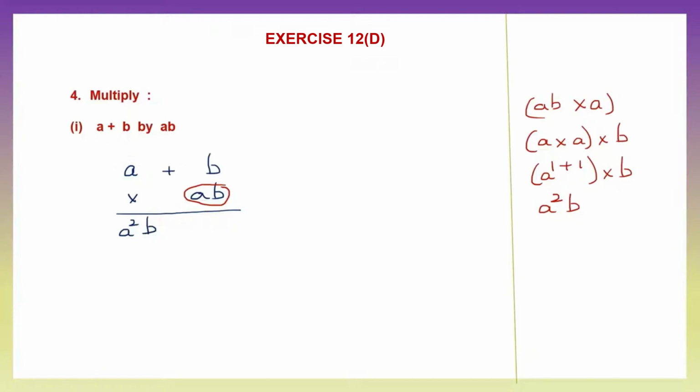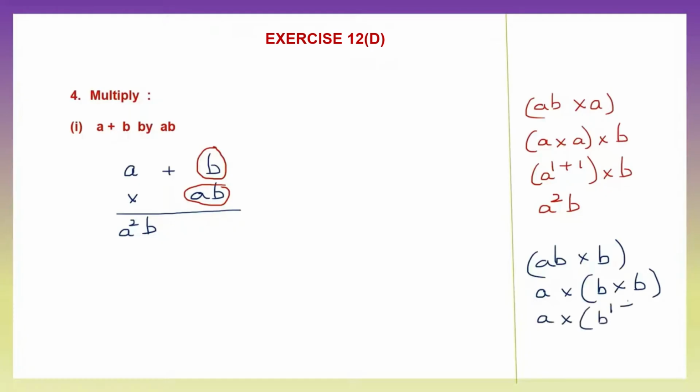So now what we do is we take AB and we multiply it with B. So let's do that now. AB, this time AB into B. Okay, so we have 1A and then B we have 1 and 1 more. So that becomes A into B to the power of 1 plus 1, that is AB square. So the sign here is plus and this is AB square. So our final answer here is A square B plus AB square.